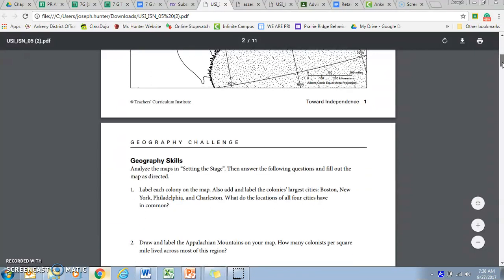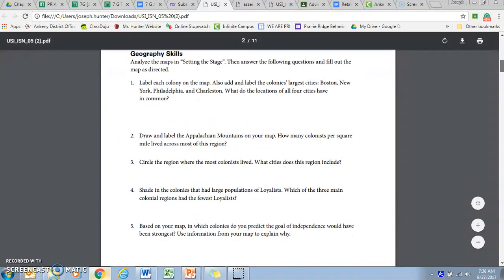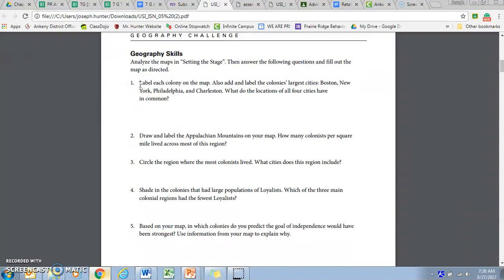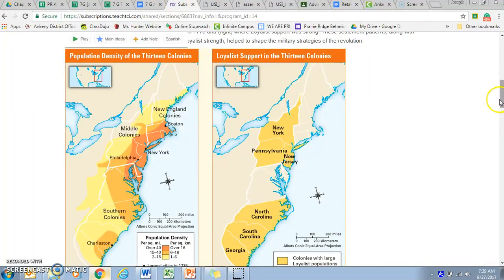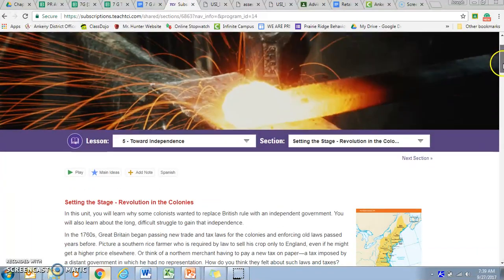So, when we're doing the geography challenge, we need to make sure that we are answering all parts of the question. Okay, for example, number 2 says draw and label the Appalachian Mountains on your map. That's the first part. The second part is you're going to answer how many colonists per square mile lived in this region. Okay, so we're going to answer both parts of the question here, and you are going to use your online textbook for this.